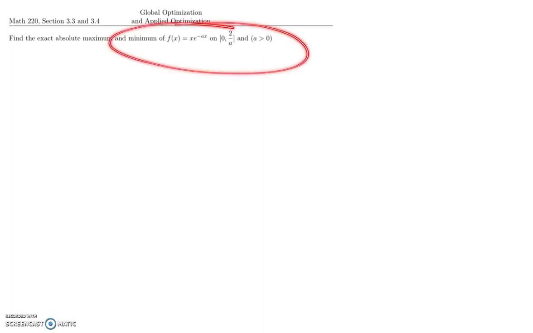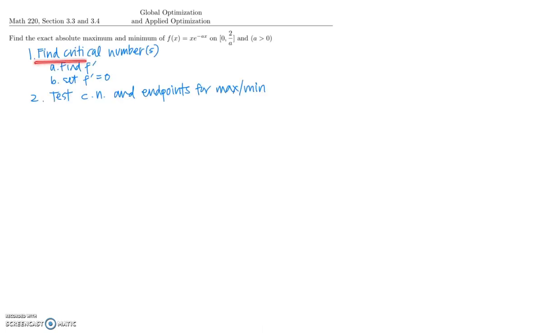Okay, in class we were working on this problem. We were going to find the exact absolute minimum and maximum of this function. And we decided that our general strategy will be that we're going to find the critical numbers of the function, and to do that we have to find what the derivative is and then set it equal to 0. That will lead us to the critical numbers of this function.